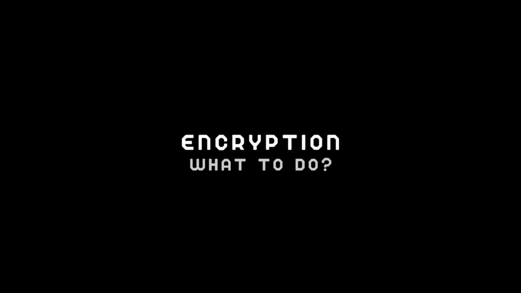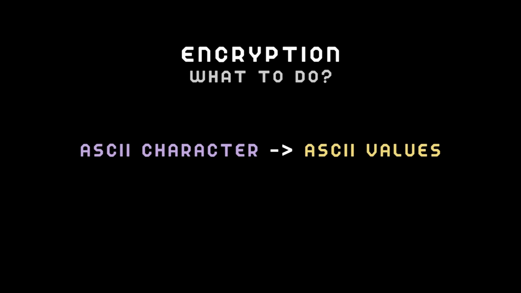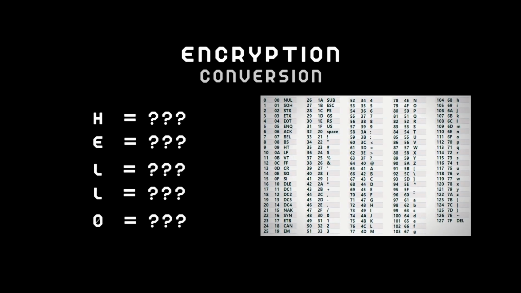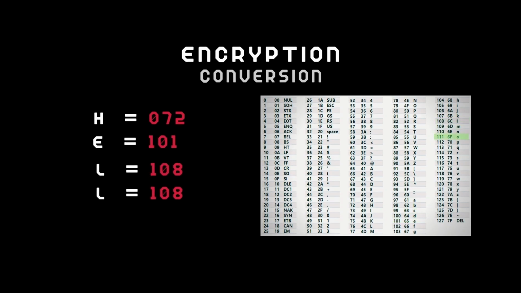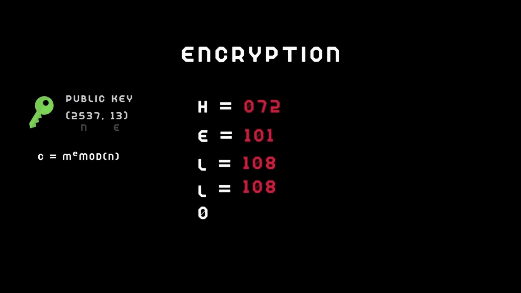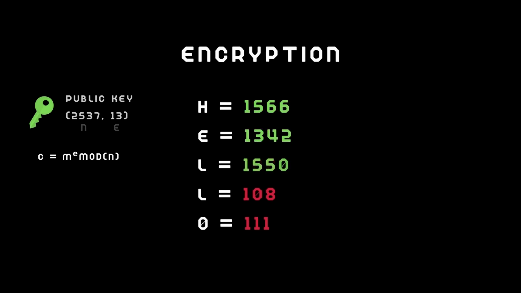Juan and Maria. To encrypt a message with a public key, we must first convert our message into an integer sequence. In this case, we turn the message into an integer by using the ASCII values for each character. Suppose I wanted to encrypt the message hello. Looking at the ASCII table, this will be translated to 72, 101, 108, 108, 111. We then grab the public key 2537, 13 and use it to encrypt each character by getting the integer value of the character raised to e modulo n. Solving this, we get the encrypted values 1566, 1342, 1550, 1550, 1648.